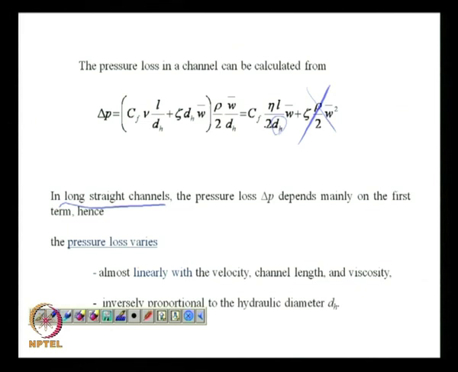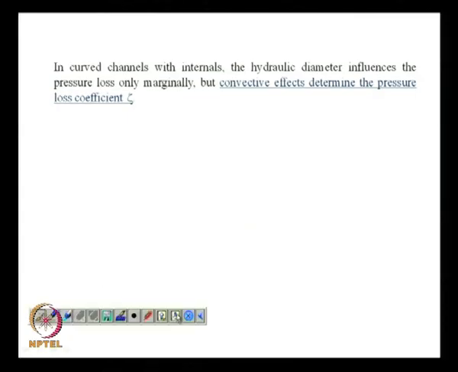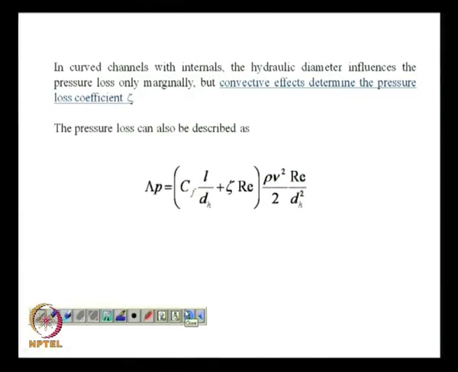So far it seems that it is simply inversely proportional to dH, but if we look at this expression in a slightly modified form, where I express everything in terms of Reynolds number, there would be a first term which is linearly dependent on Reynolds number, but a next term which depends on Reynolds number squared. So, for systems with curved internals or systems where you would expect very high turbulence, a small change in Reynolds number can lead to a large change in pressure drop.